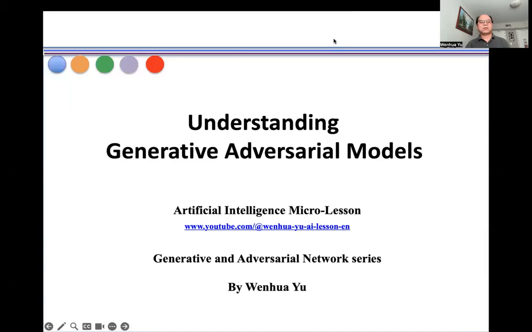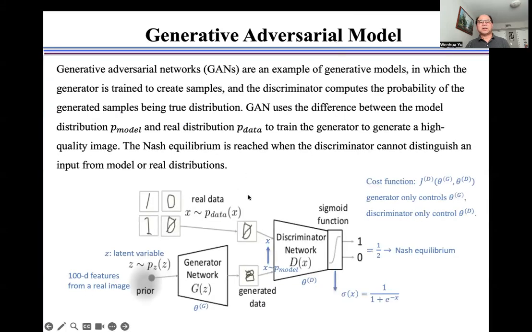In this video, I introduce more details about generative adversarial models. Here is the architecture of a GAN model that includes two neural networks. One is a generator G, one is a discriminator D.